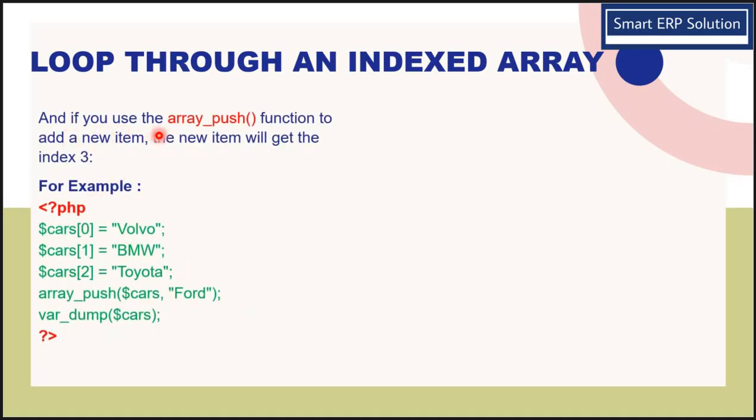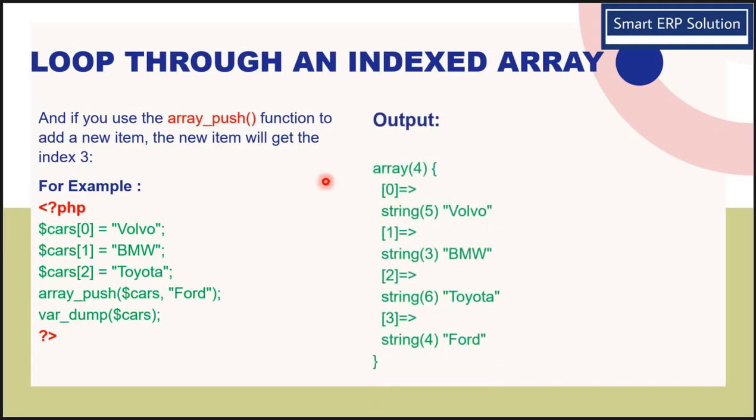and if we use the array_push function to add a new item, the new item will get the index 3. 0 Volvo, 1 BMW, 2 Toyota. Then if you write array_push($cars, "4") within the double quotation, and then var_dump($cars), we can see that $cars position 3 will be displayed as 4. To save the program, the output will be, see, the number of items will be 4.